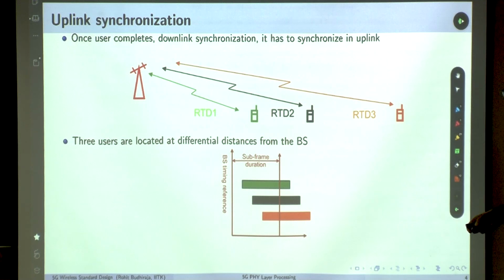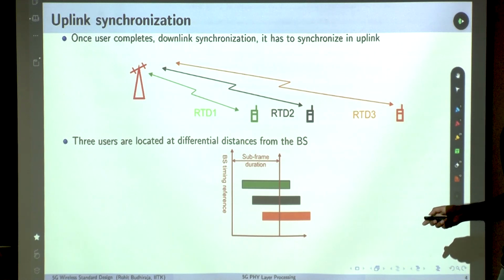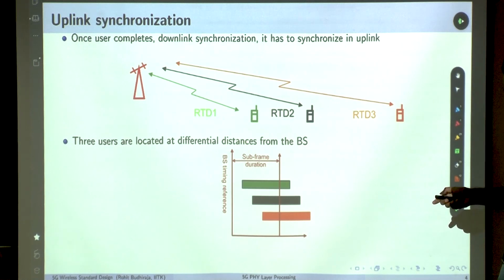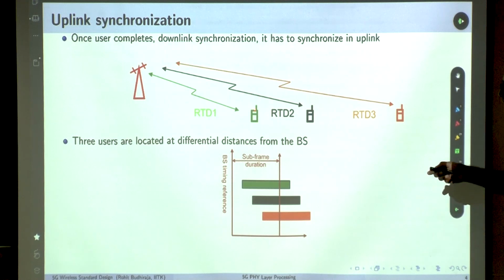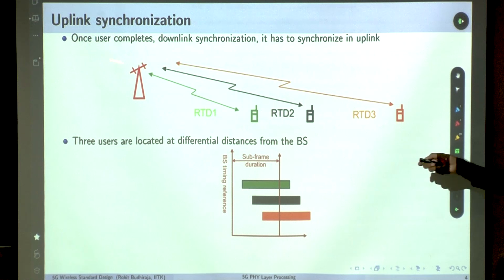This is the base station timing reference, t equals 0. All of them are synchronized in the downlink, it doesn't matter whatever delay they are observing. They have aligned their t equals 0 with the base station t equals 0. But there will be some delay, and that delay is the flight delay between the transmitter and the receiver.